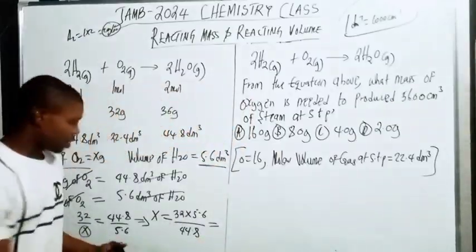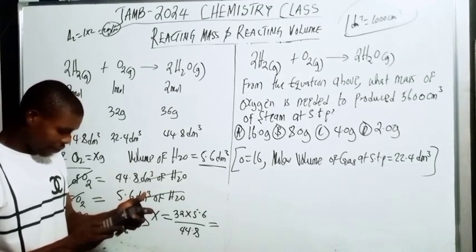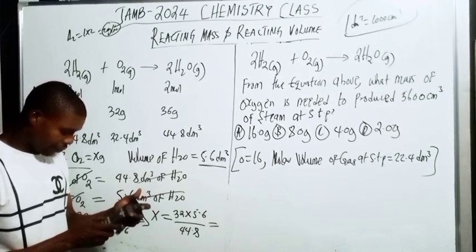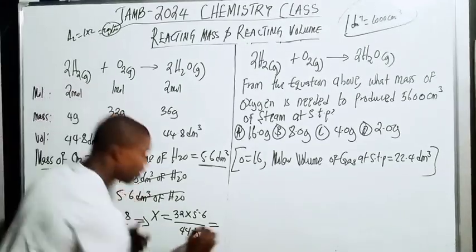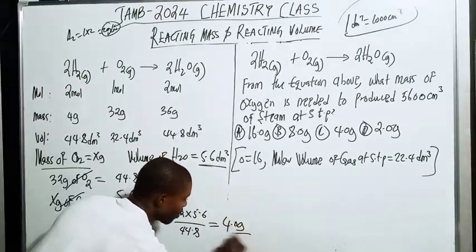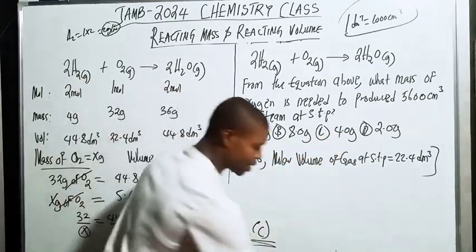So bring out your calculator now and get your answer. So let me write this out. We're going to have 32 times 5.6 divided by 44.8. We have 4.0 gram. So the option is C. Yes, the option is C.